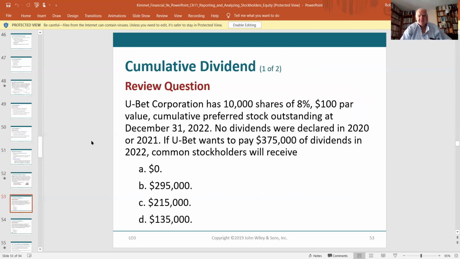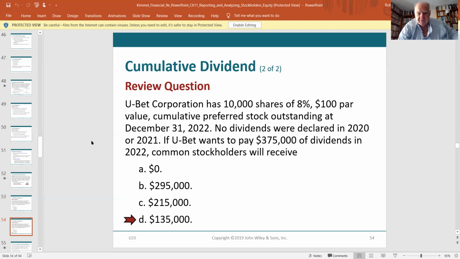You Bet has 10,000 shares of 8%, $100 par, no dividends were declared. If You Bet wants to pay $375,000, how much would the common holders get? Well, we'd have to figure that out. 10,000 shares times 8%, that's $8 per share. That's 80,000, and they want to give out 375. I'm guessing the 135.